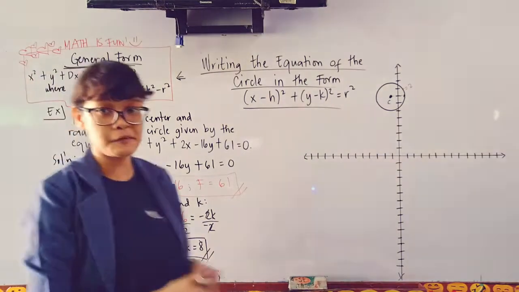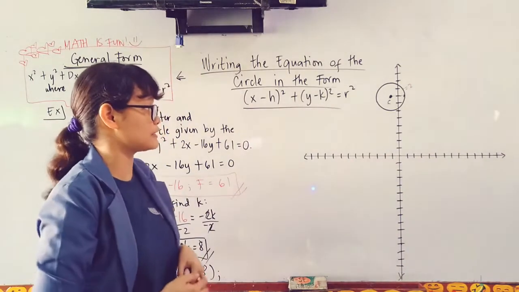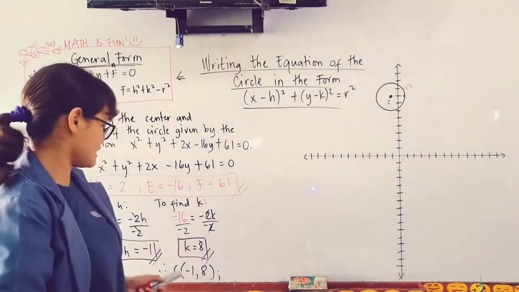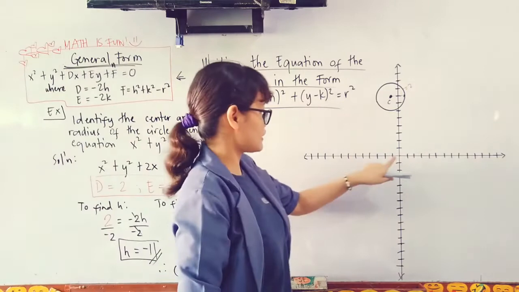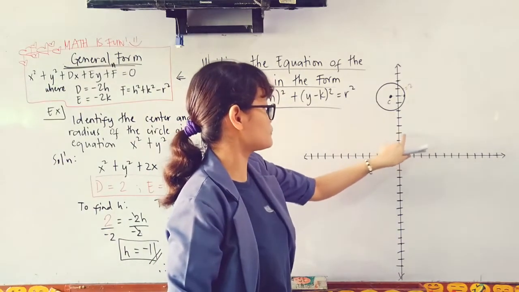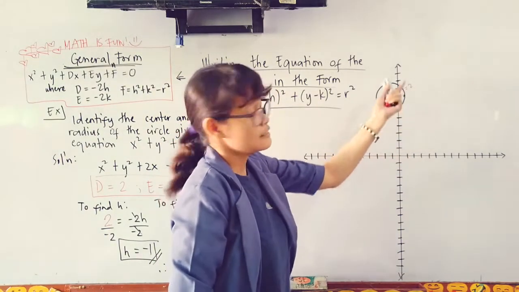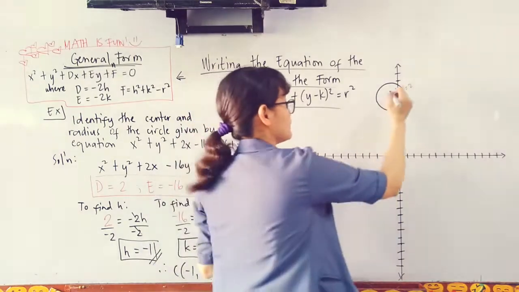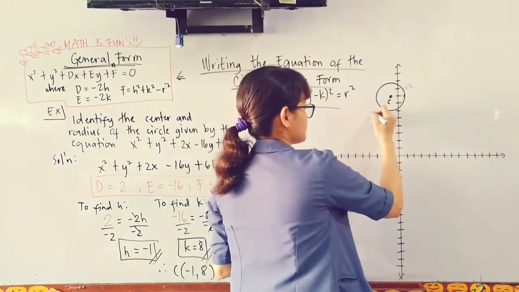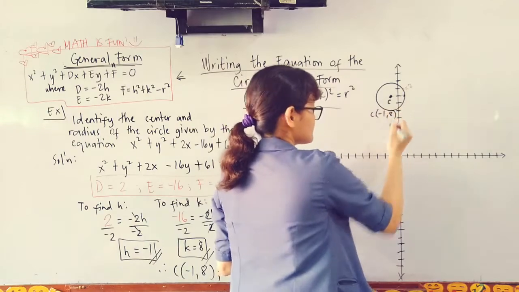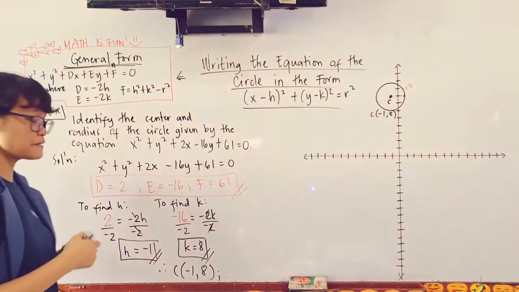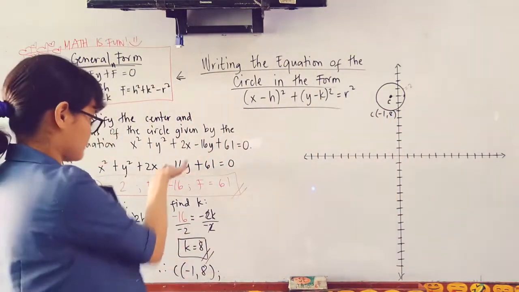Okay, so tingnan natin yung naging graph natin kanina gamit yung completing the square. Tingnan natin kung ang center din ba niya ay negative 1, 8. Okay, so ayan, negative 1. 1, 2, 3, 4, 5, 6, 7, 8. See, they have the same center. So you got the correct coordinates for the center using that denotation. So I'm suggesting another way on how to solve this one.